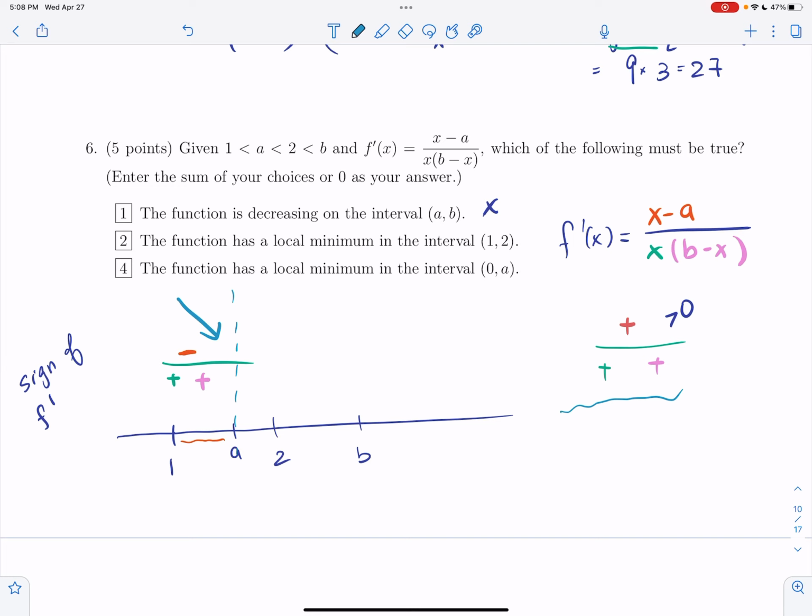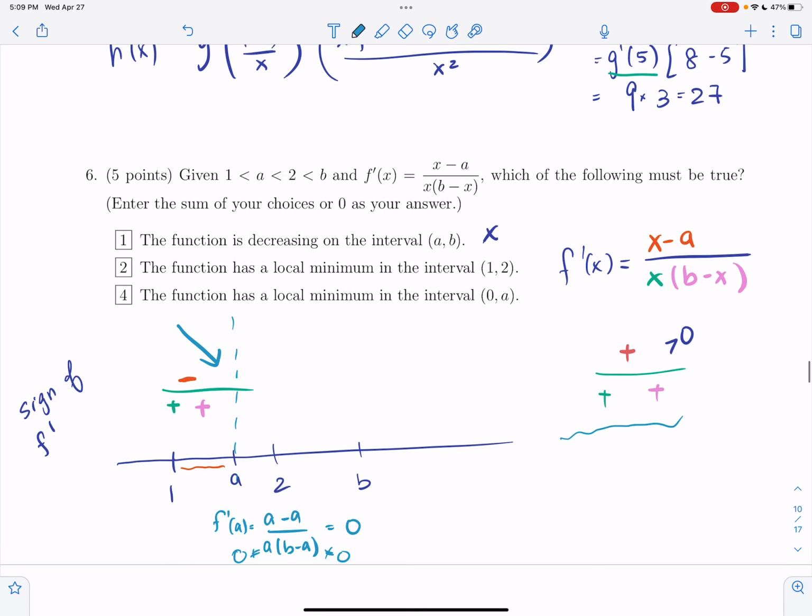Of course, at x equals a, f prime is 0, because you'll have a minus a, that's 0, and that denominator is non-zero. So if you want to write it down over here, it's a minus a over a times b minus a, and that is just 0, because that is not 0, and that is not 0.